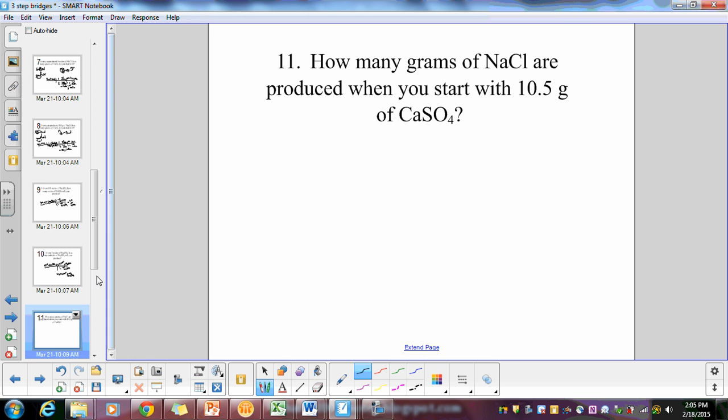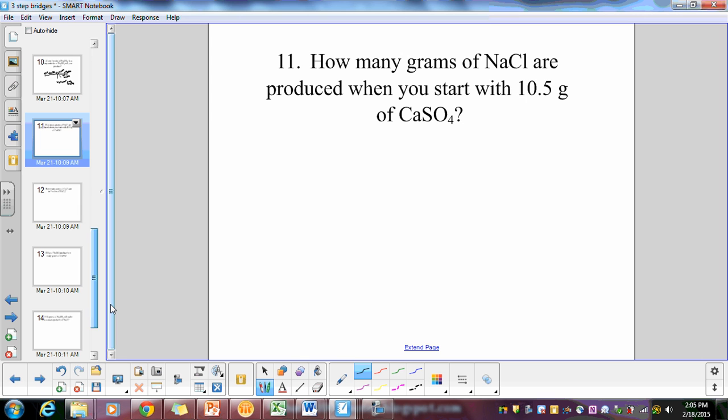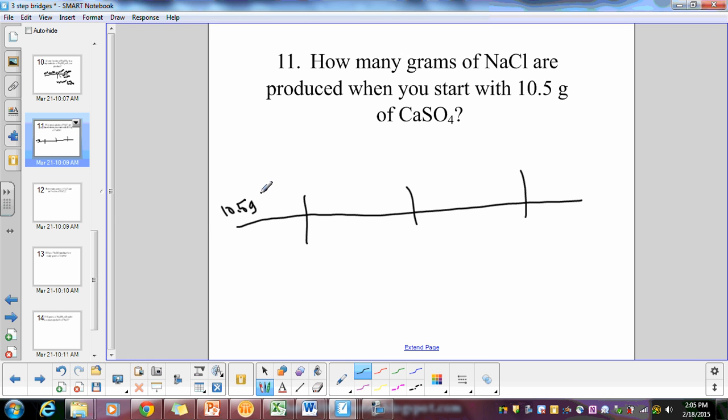Here's your next practice one. Again, go ahead and pause the video and try it, and then come back to check your answer. This is one of the really long ones. I'm starting with 10.5 grams of CaSO4.